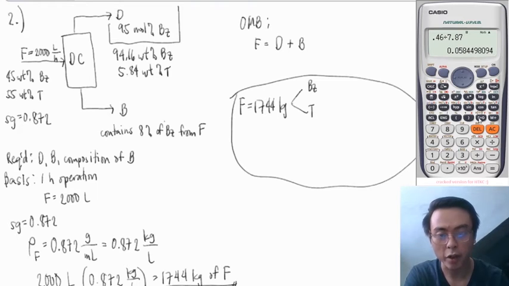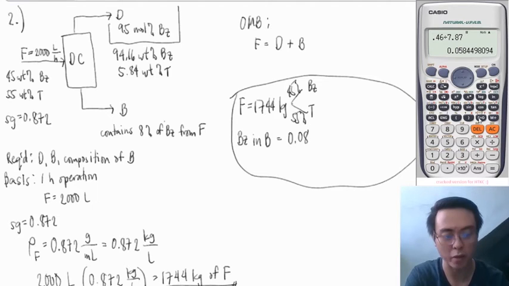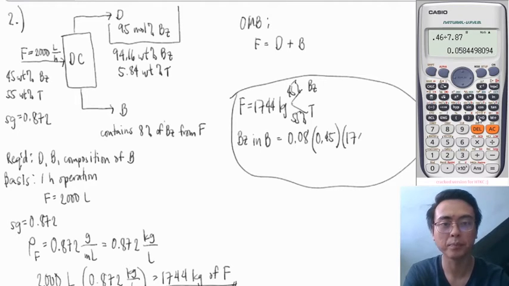Benzene is 45% of the feed, and toluene is 55% of the feed. In the statement of B, it contains 8% of benzene from F. We can simply calculate that as the benzene in B is equal to 0.08 or 8% of the benzene from F. But the benzene from F is only 45% of F. So we simply multiply 0.08 by 0.45 times F. And F is 1744 kilograms. That is how we determine how much benzene is in B.